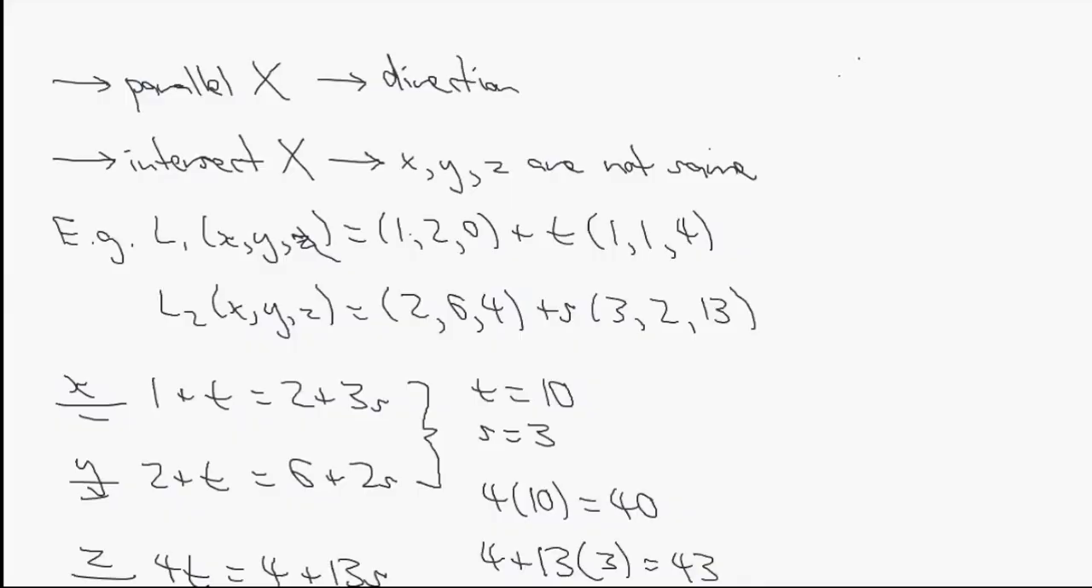So looking at the two different answers below, it is clear that the answers are not the same for z. So it means that the lines are clearly not intersecting with each other. That's what makes skew.